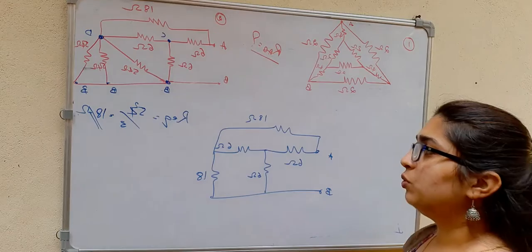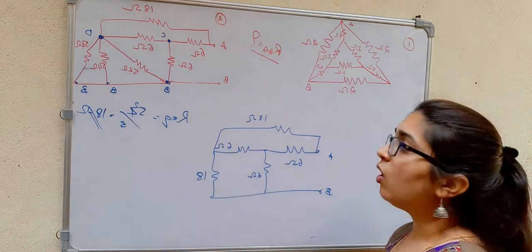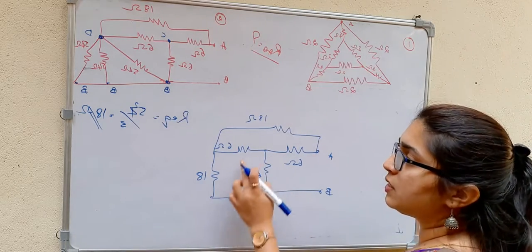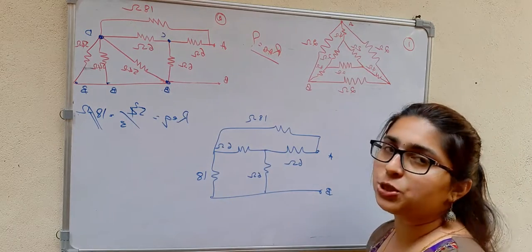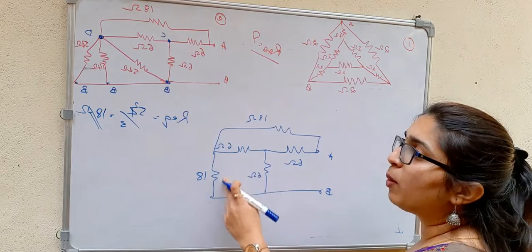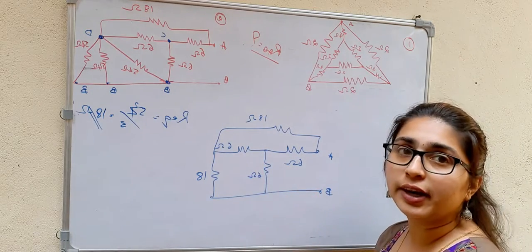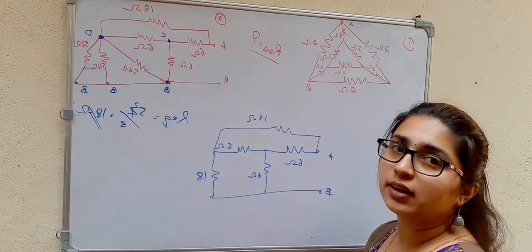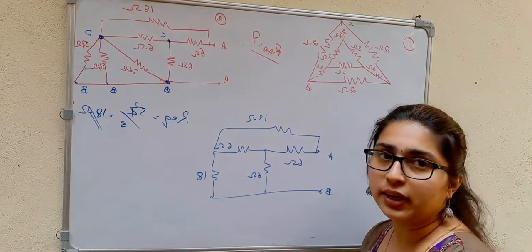Now what I will do, see, we can convert this delta to star, or we can convert this star to delta. Why this is star? Because it is in the form of T connection. This is in the form of pi connection. I had said to you that delta we can see in networks in the form of pi, and star we can see it in the form of T in the networks. So this is your star connection, this is your delta connection. Now what I will do is, I will convert this star to delta.